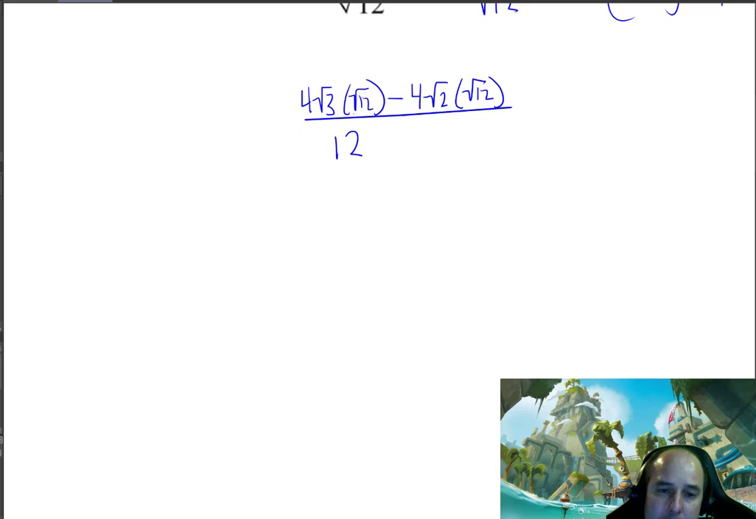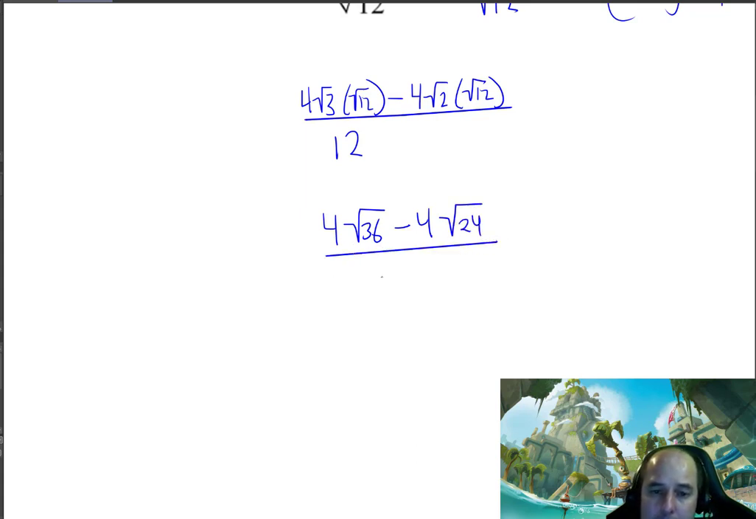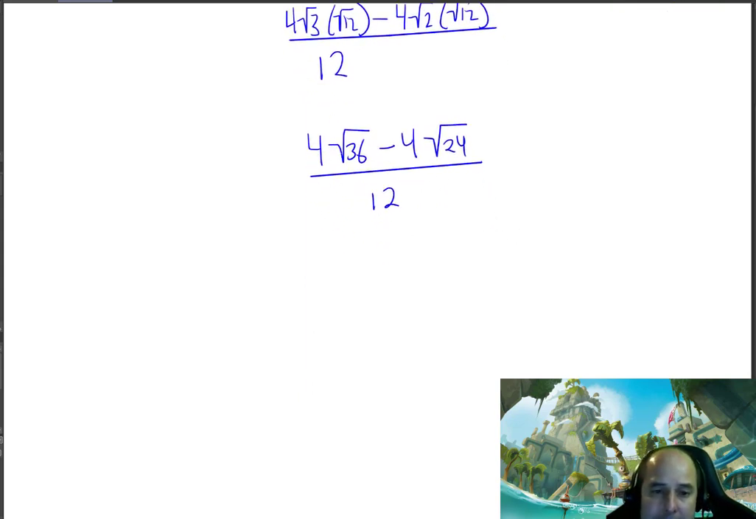So 4 square roots of 3 times square root of 12. This 4 isn't going to multiply times this, but the 3 and the 12 can. So this here is going to be 4 times the square root of 3 times 12, which is 36, right? Minus 4 times the square root of 24, all over 12, okay? Well, I'm making a lot of headway here. This is nice, right? And look at this beautiful square root of 36. That square root of 36 is just going to become 6, right? So 4 times 6 minus 4.